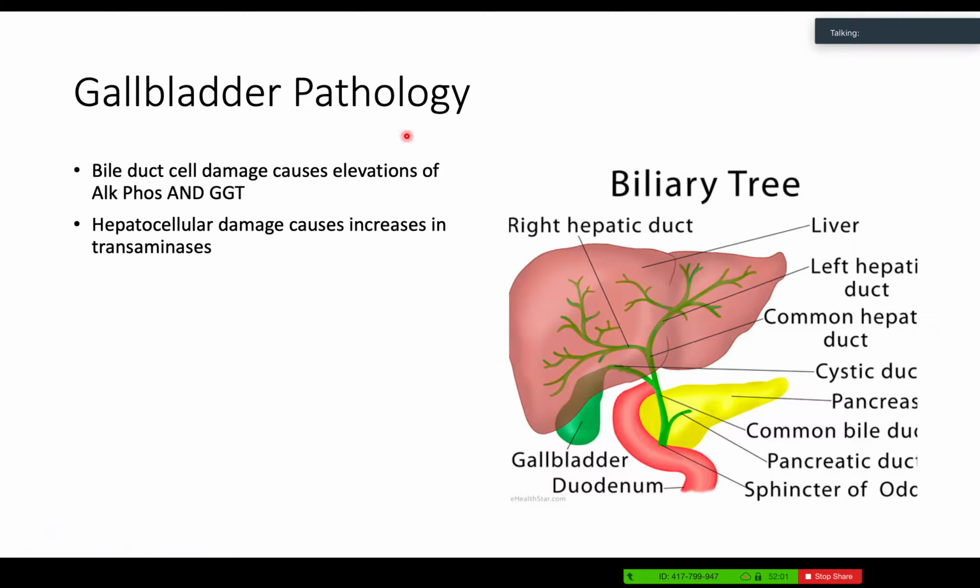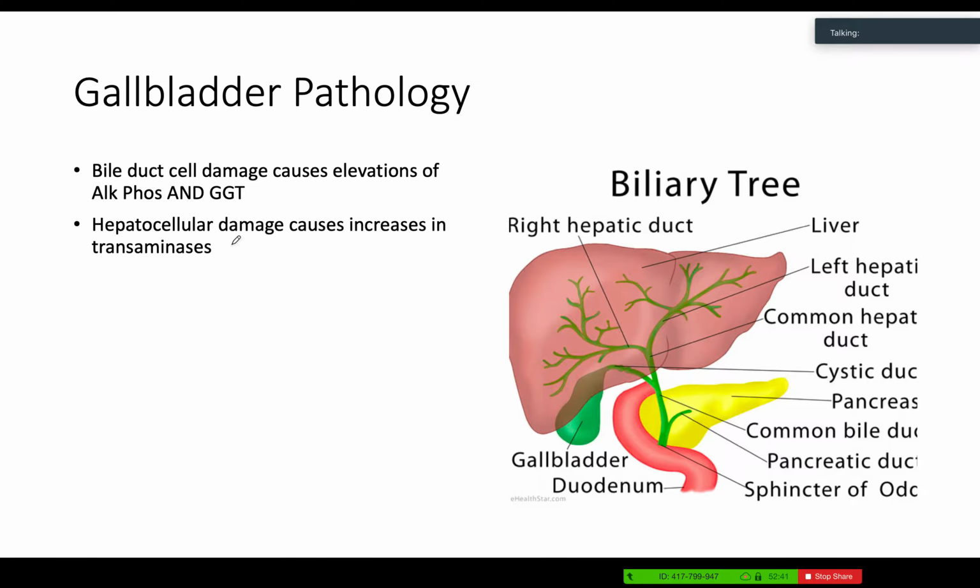Okay, great. So gallbladder pathology. The bile duct cells contain 2 enzymes that we see, ALK-Phos and GGT. If we do a liver panel on our patients, typically that means we're going to be checking liver enzymes, the transaminases AST and ALT. We'll be checking their albumin level, their total protein level, their total bilirubin, direct bilirubin. We'll be checking their ALK-Phos and their GGT. All of those components are part of the liver panel.